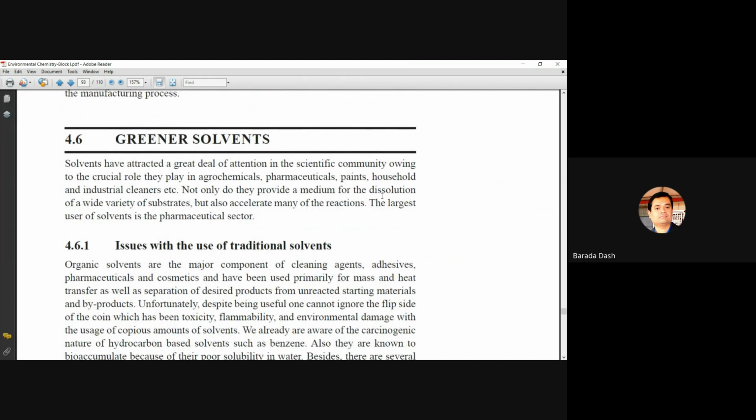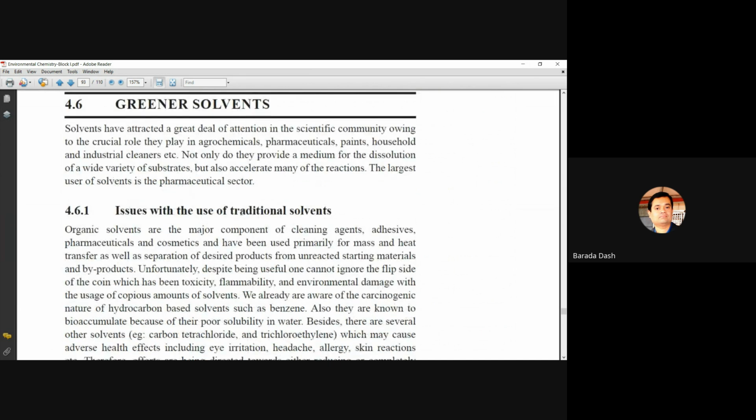So what is a greener solvent? Solvents have attracted a great deal of attention in the scientific community, owing to the crucial role they play in agrochemicals, pharmaceuticals, paints, household and industrial cleaners, etc. Not only do they provide a medium for the dissociation of a wide variety of substances, but they also accelerate many of the reactions. The largest user of solvents is the pharmaceutical sector.